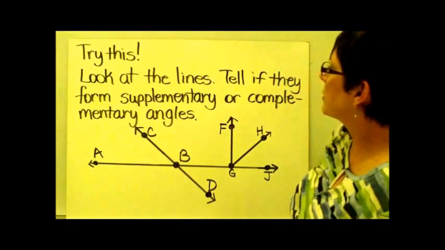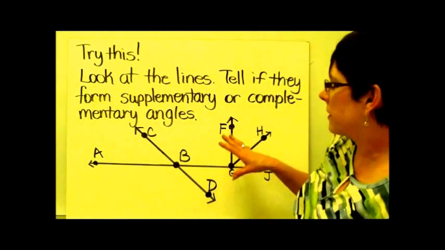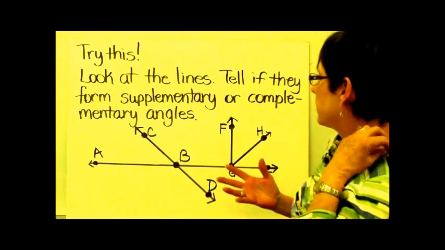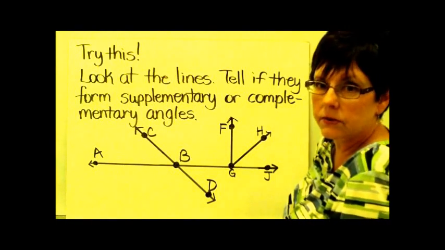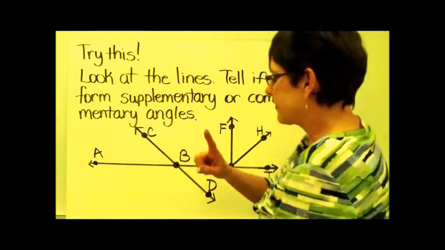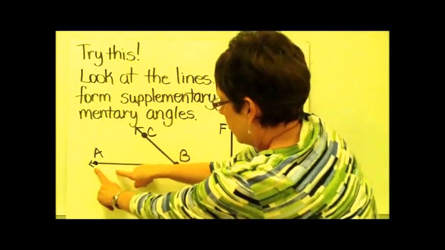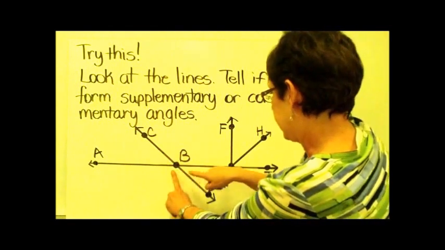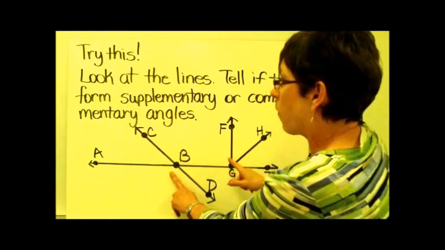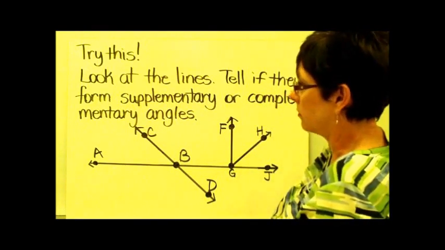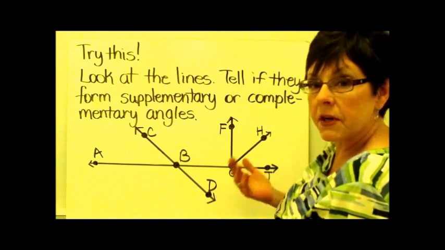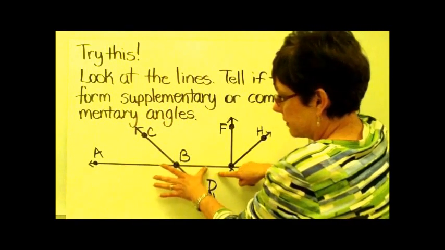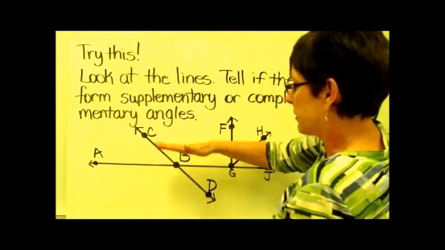Try this. Let's look at the lines. Tell from looking at these if they form supplementary angles, which means they equal 180 degrees, or if they form complementary angles, which is 90 degrees. For example, here's our first one. If we looked at angle ABC and angle CBG, would that form a supplementary angle or a complementary angle? It would form supplementary because here is a straight line, and remember all supplementary angles have a straight line, a straight angle as both of their sides.